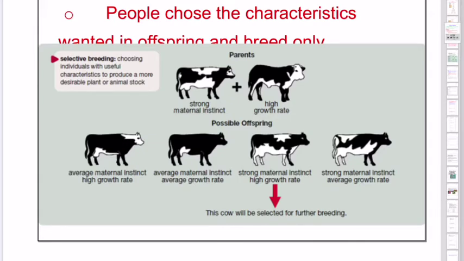Then we look at all of the offspring, I guess, is what it has looked at. It's looked at all of them. And then we choose the one that has the best characteristics, which is this one. And then we would use that one to further breed. So we would use that one and then breed it with another cow, and then keep going and going to select for the best offspring.